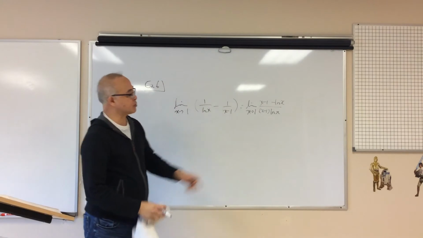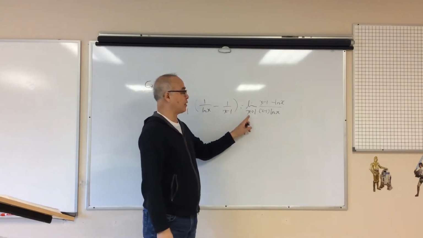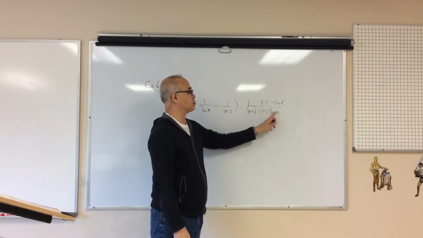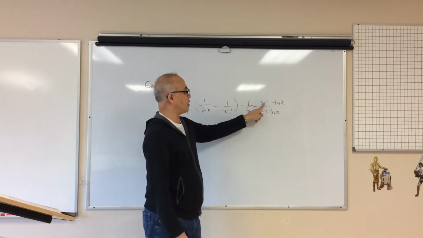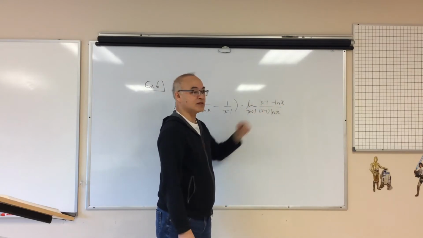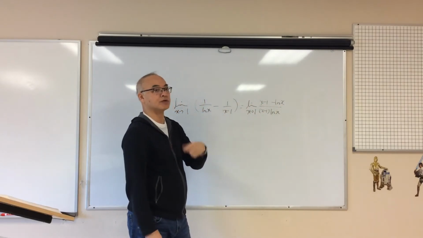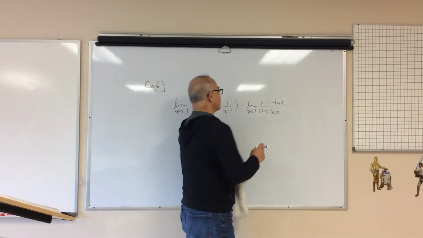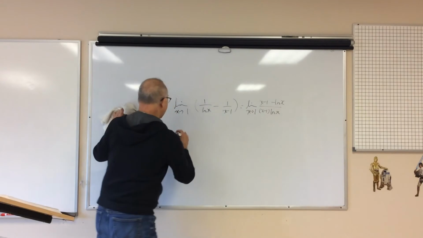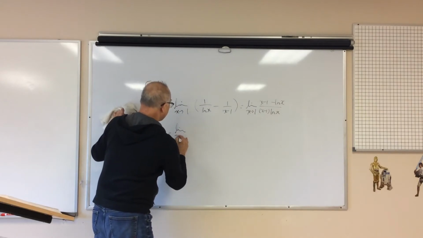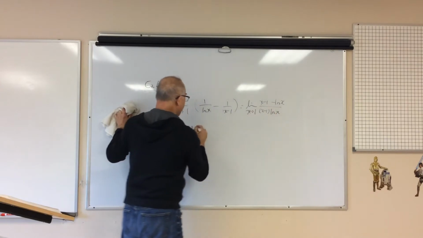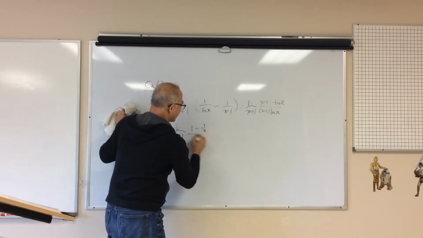So what happens when I put x equals 1 in here? When I put x equals 1, this bottom part is 0. On top I get 1 minus 1 minus natural log of 1, which is 0. So I get 0 over 0, which is a form where we can use L'Hopital's rule. So let's go ahead and take the derivative of the top. Limit as x approaches 1, I get 1 minus 1 over x.